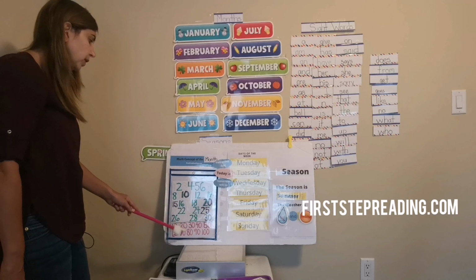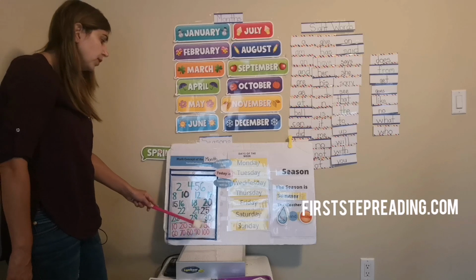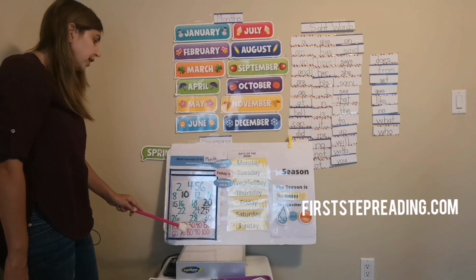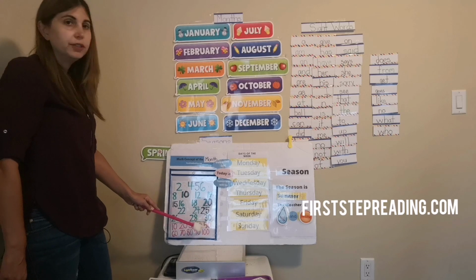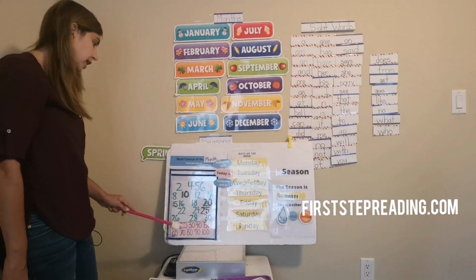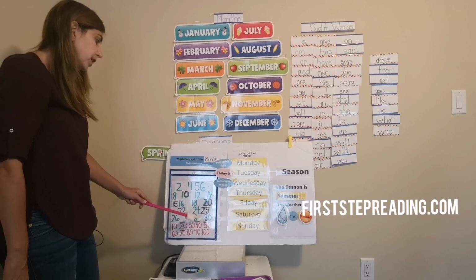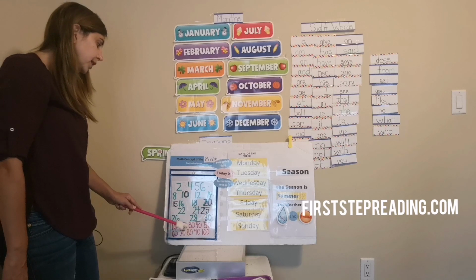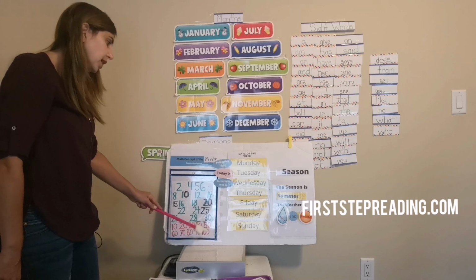10, 20, 30, 40, 50, 60, 70, 80, 90, 100. One more time. 10, 20, 30, 40, 50, 60, 70, 80, 90, 100.